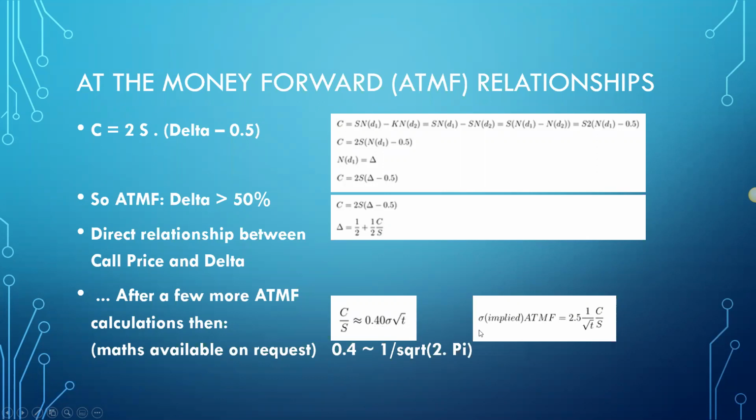And vice versa, if you want to figure out the ATM, or more precisely ATMF volatility, this is a very, very simple formula: 2.5 times C over S, multiplied by 1 over the square root of T.